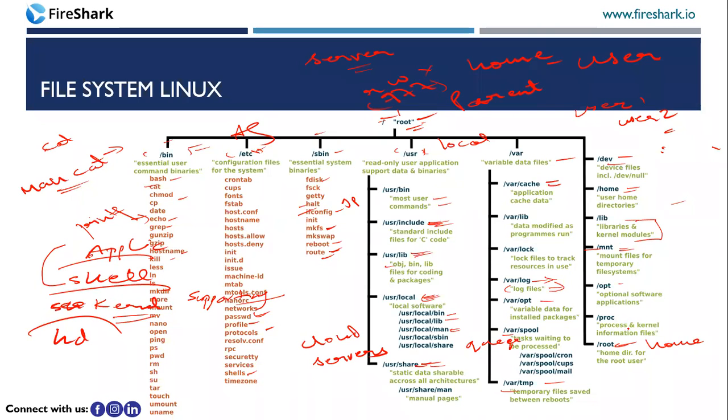Okay. Then we have proc. So all the process and kernel information files. Okay. So what are the current processes running on your particular system? You will find that there. Okay. And we use the command top. The command top to get the info of what the top processes running are, or maybe the command ps to get to know the information, that is the command, okay, to know what processes are running. Okay, so then we have root, that is the home directory for the root user.